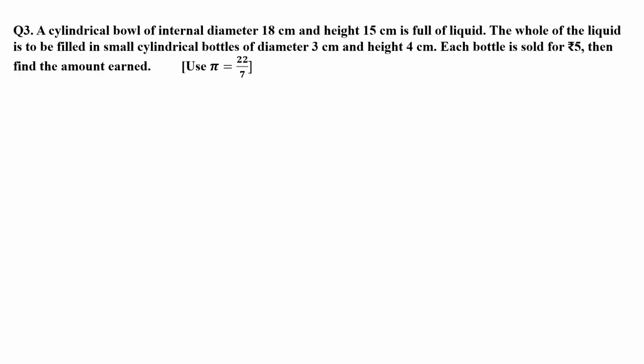Question number 3. A cylindrical bowl of internal diameter 18 centimeter and height 15 centimeter is full of liquid. The whole of the liquid is to be filled in small cylindrical bottles of diameter 3 centimeter and height 4 centimeter. Each bottle is sold for 5 rupees. Then find the amount earned.